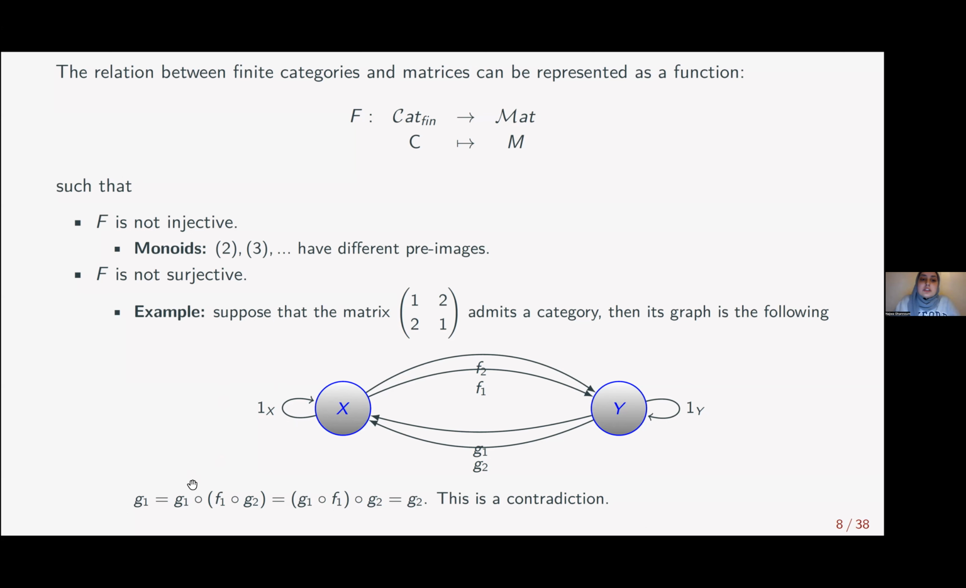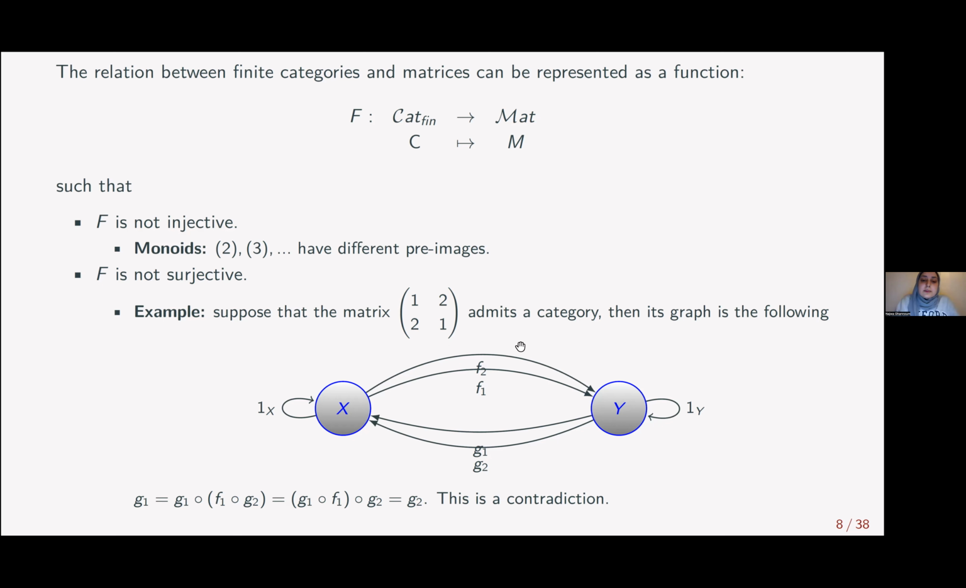And because of the associativity property, F1 or F2 times G1 or G2 is always going to be equal to the identity because the multiplication falls into X. And also G1 or G2 by F1 or F2 is always going to fall into the identity of Y. Then because of these two conditions, we will obtain that G1 equals G2. And this is a contradiction. So it means that this matrix doesn't admit a category at all.